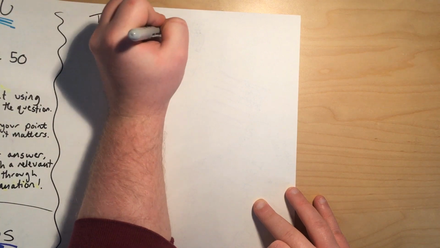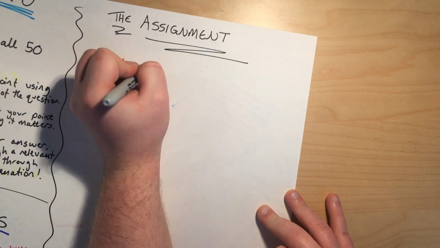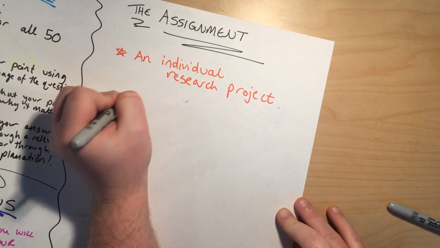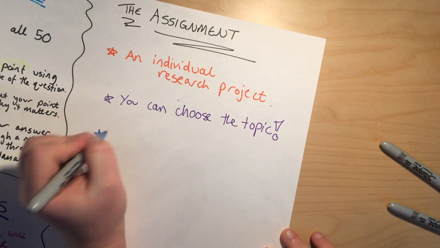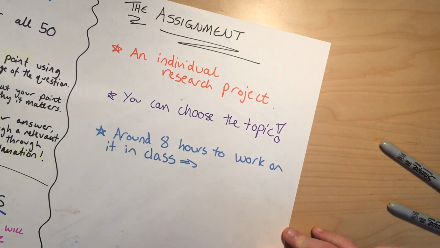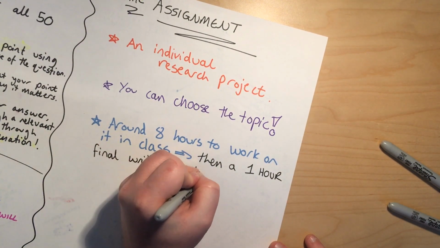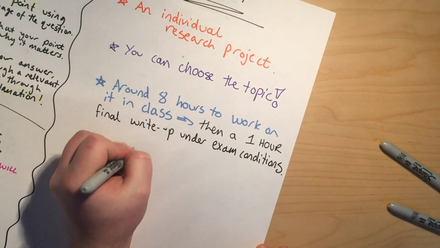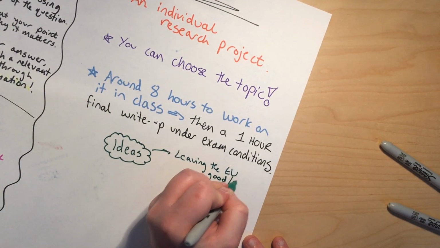The last thing to talk about is the assignment, which is worth 20 marks. Again, this is an individual research project. You get to choose the topic from across modern studies and pick something you're interested in to research. You will get about 8 hours or so in class to work on it, but you can also work on it at home. You have that option too. And then it comes down to a final write-up, which will be an hour in class, where you will have to write up your research, and that gets sent away to the SQA to get marked externally.